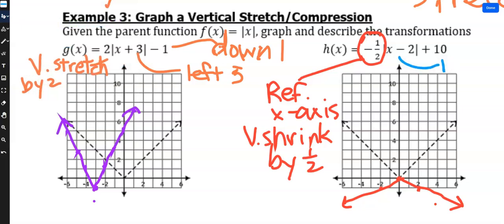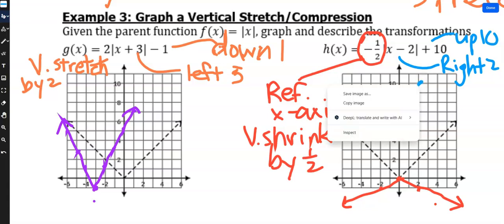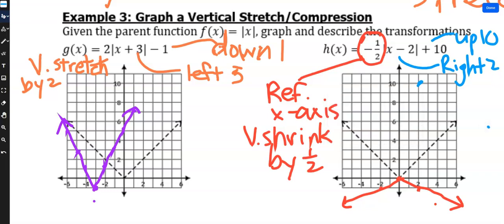Now we've got right 2 and up 10. So right 2 and up 10. That's my vertex right there. So the blue one is my final graph. 4 things that went on right there.